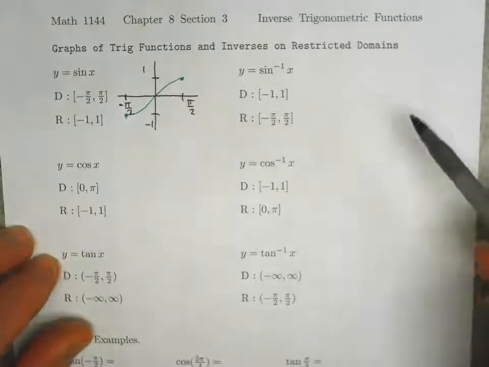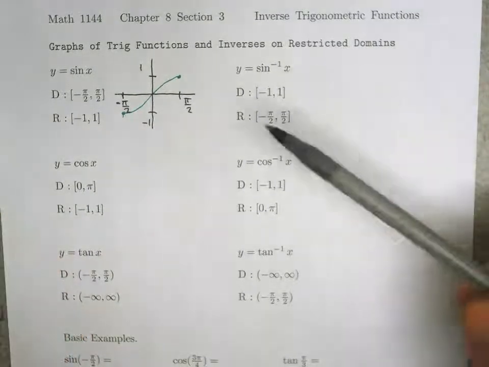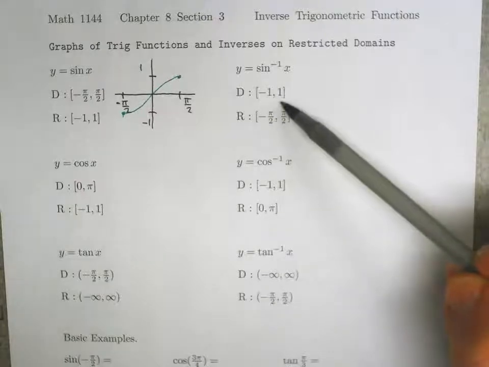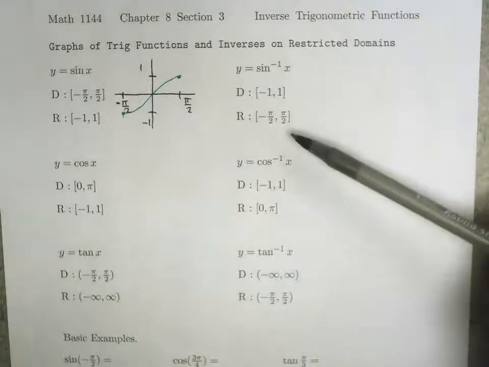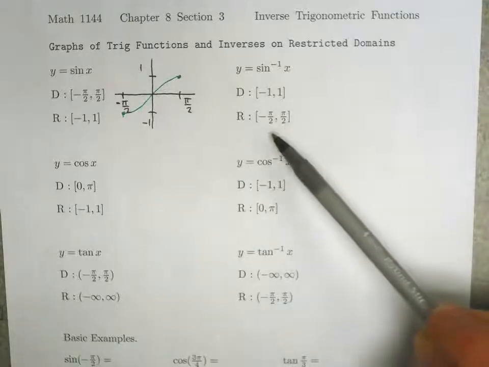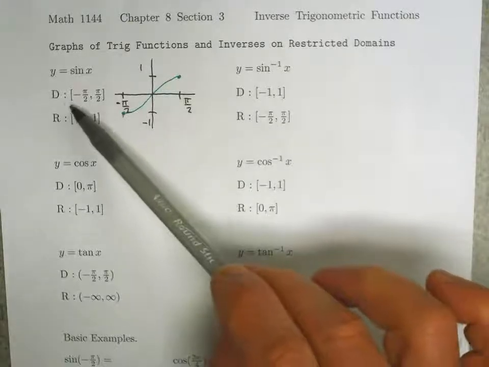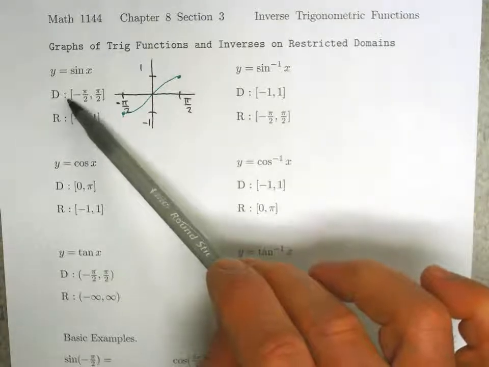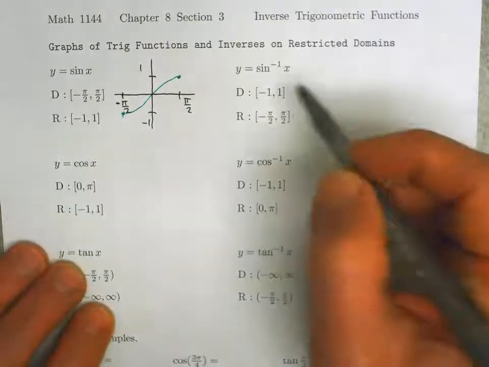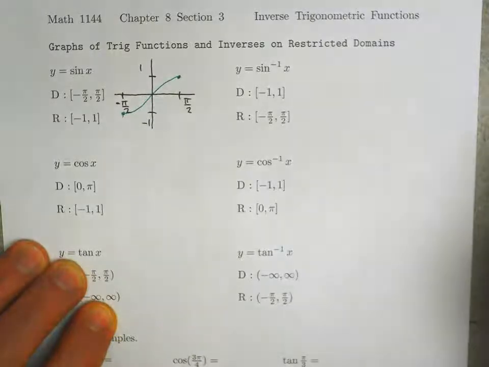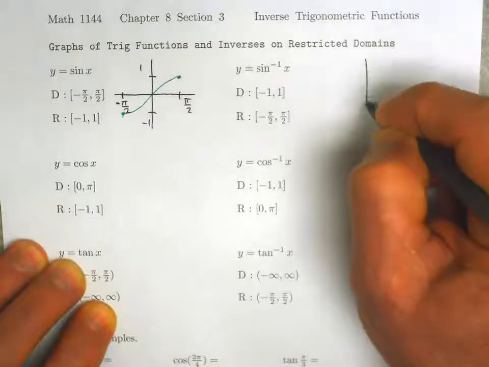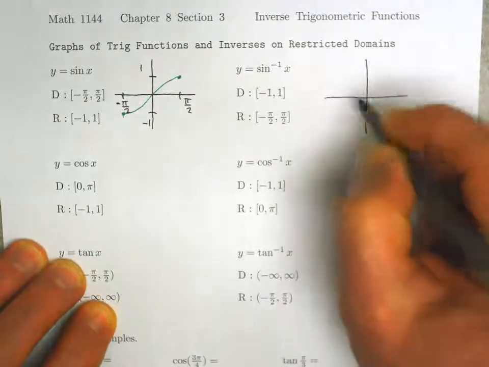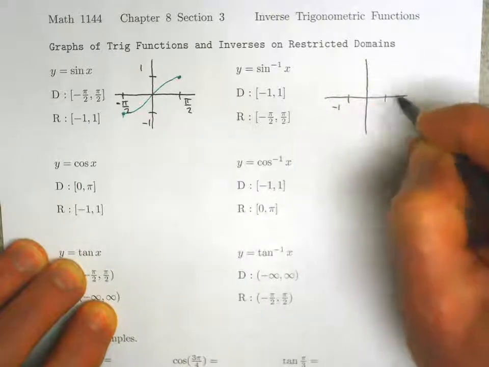Okay, so for y equals inverse sine of x, its domain is from -1 to 1. It's the same as the range of y equals sine of x. And the range of inverse sine of x is from negative pi over 2 to pi over 2. This is the same interval as the restricted domain of sine of x. So we'll also sketch a graph of y equals inverse sine of x. The domain is from negative 1 to 1.